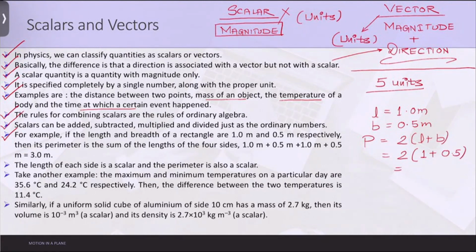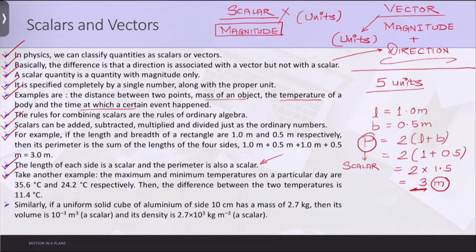So this is equal to 2 into 1.5, which gives the answer 3 meter. Please remember, this is a magnitude being added here and this is the unit being added here. So there is only a magnitude involved here. There is no involvement of direction till now. The length of each side is a scalar and hence the perimeter is also a scalar. So please remember that perimeter is also a scalar quantity. Let us take another example.